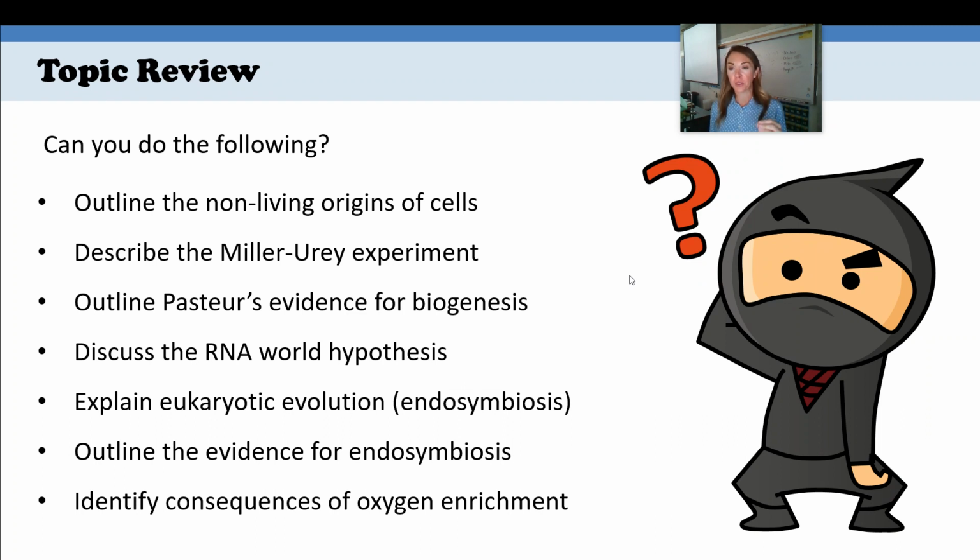Can you answer the following questions? Can you outline non-living cells and how they came? What did those two experiments add to what we know? What the heck is RNA, and how does that add to our hypothesis of things becoming more complex? How did eukaryotes and endosymbiosis work? And then what happened with the change in oxygen, and how did that contribute to the earth changing? And that's it. It's that simple.